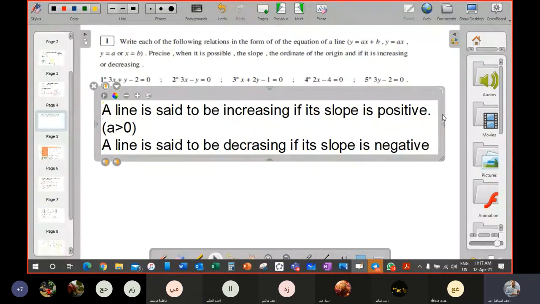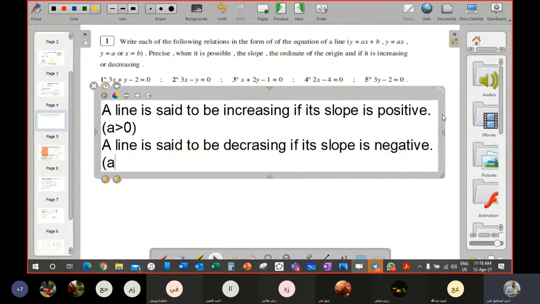This is how we know if a line is increasing or decreasing. If the slope is positive, then the line is increasing, and if the slope is negative, then the line is decreasing. Okay? A line is said to be decreasing if its slope is negative, and a line is said to be increasing if its slope is positive.